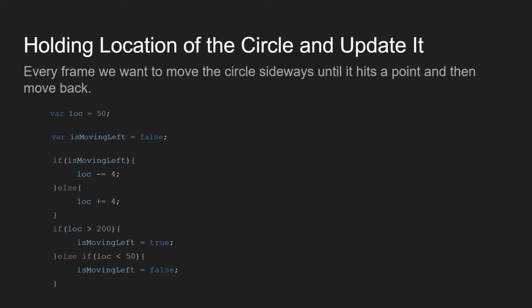In our example, we're going to be drawing a circle and then moving it from side to side. We do that by creating the location variable at the top and whether it's moving left or not.